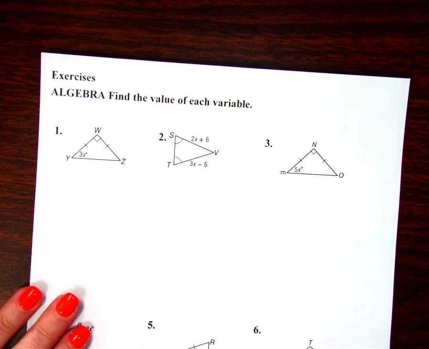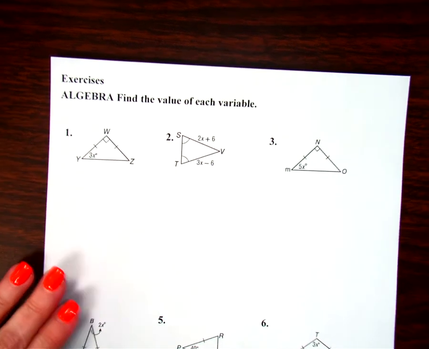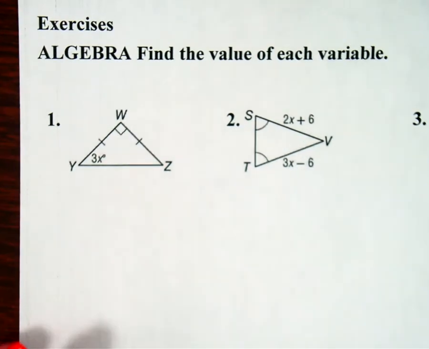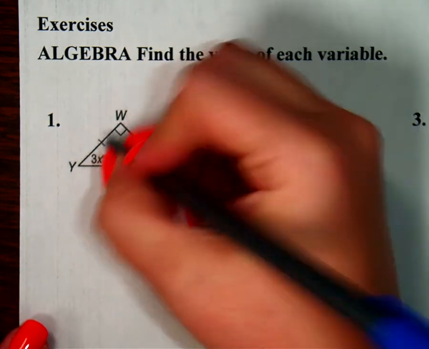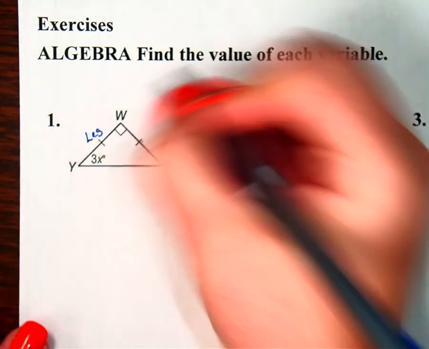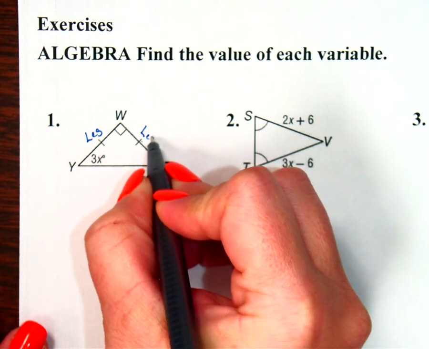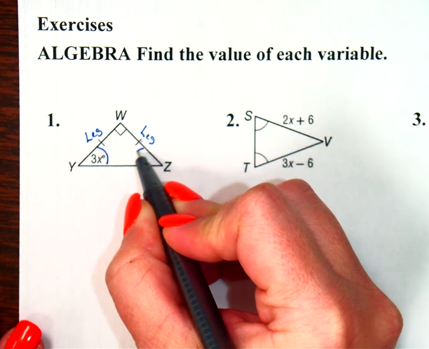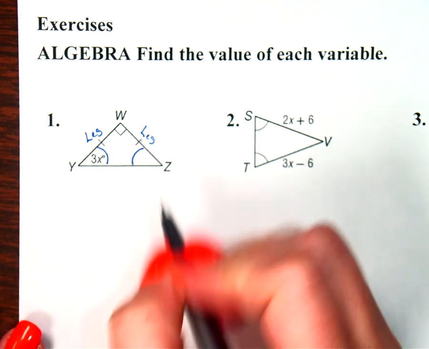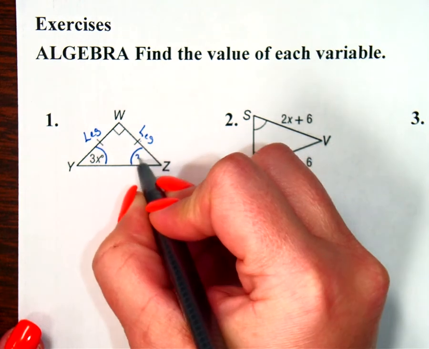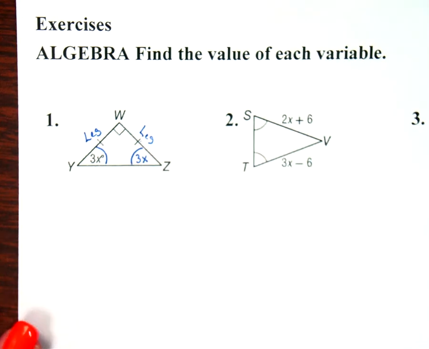When I look at number 1, the first thing I always like to do when I'm working with isosceles triangles is identify where my legs are and where those congruent base angles are. So my two legs are going to be the two that have the tick marks. A leg here and a leg here, and then at the bottom of the legs, that's where my base angles are going to be. So one base angle is 3x, the other base angle is also 3x.